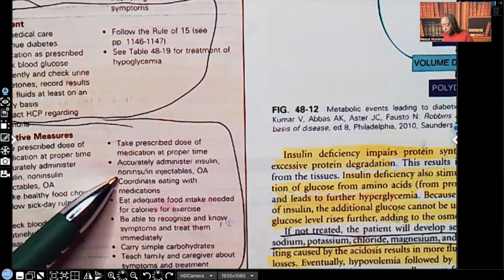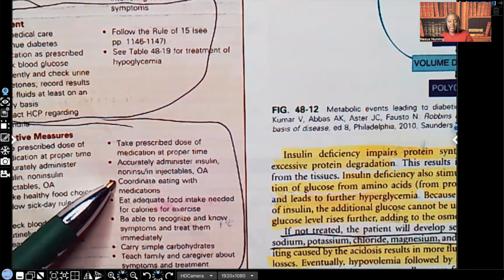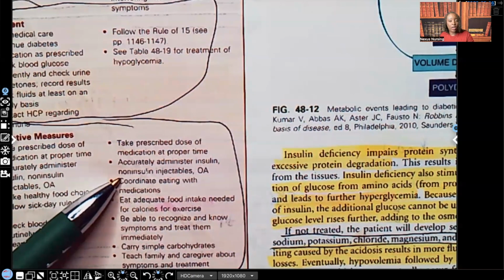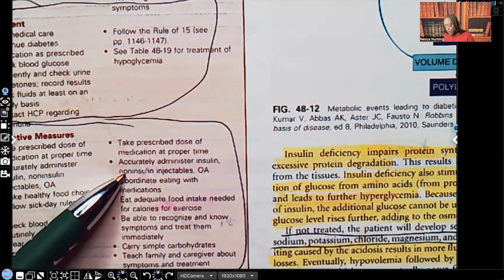Accurately administer insulin, non-insulin, their oral anti-diabetic agents. They need to take it properly, because if they take too much, what's going to happen? Hypoglycemia. That's what we're trying to prevent, guys.